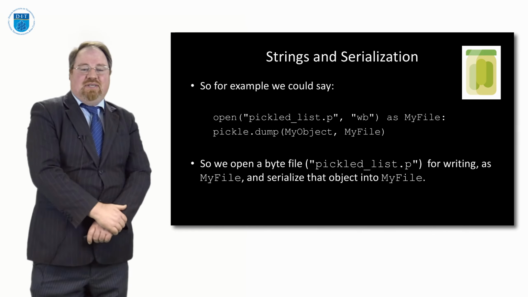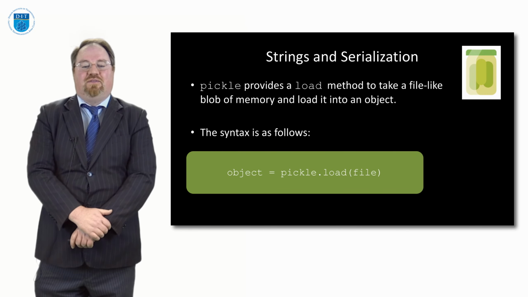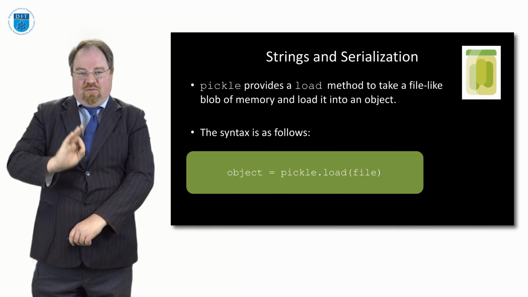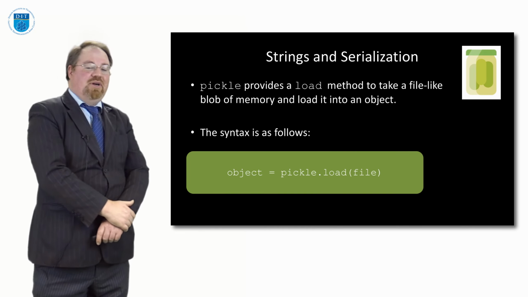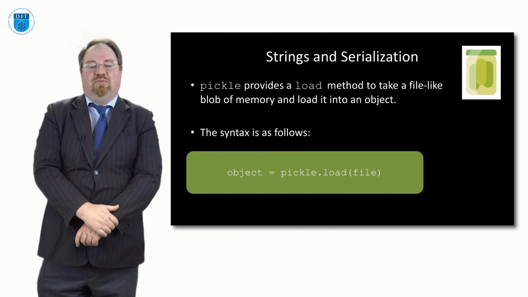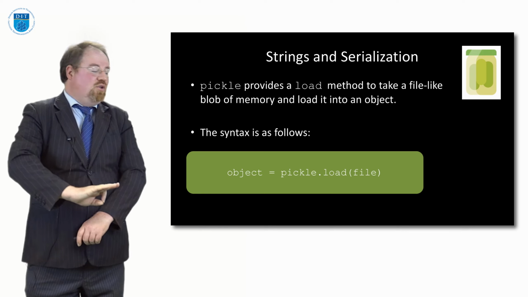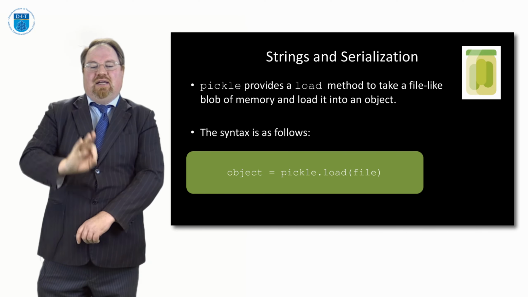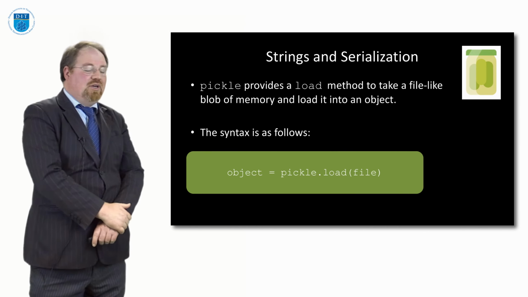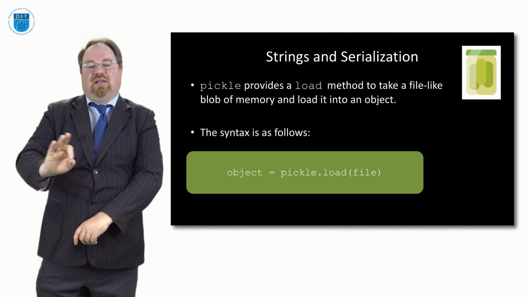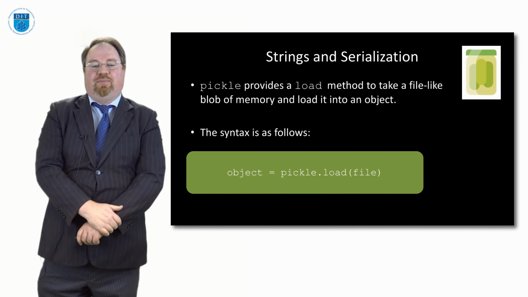We'll look at the opposite now. If we want to take the data from a file and load it into memory, then we use the load method. The load method simply says the new object is assigned pickle.load of the file name. So if the file name is pickled_list.p, we just put in pickle.load pickled_list.p. Let's look at an example.